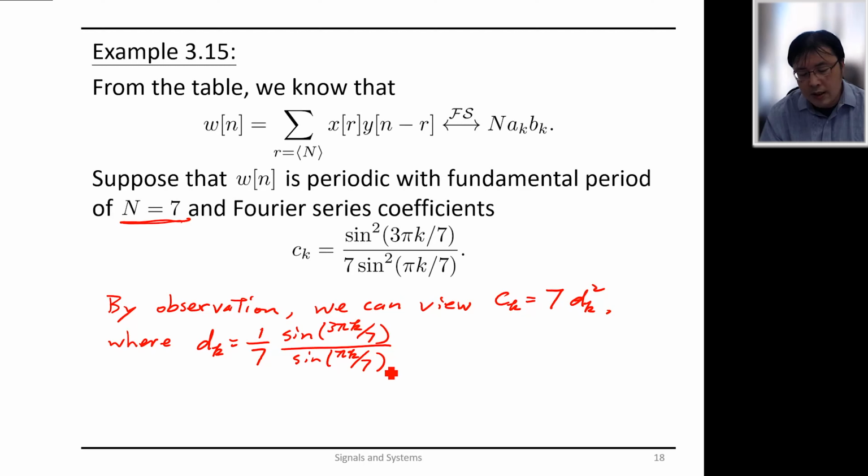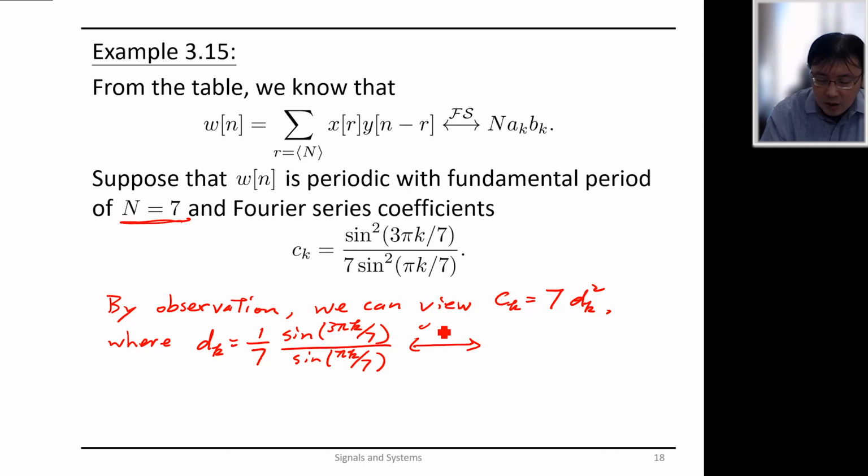Now, why do we want to write it like this? I hope that a Fourier series coefficient like this looks familiar to you, because we just used it in a few previous examples. In particular, this is actually the Fourier series coefficient of a periodic square wave with n1 equal to 1 and period capital N equal to 7.